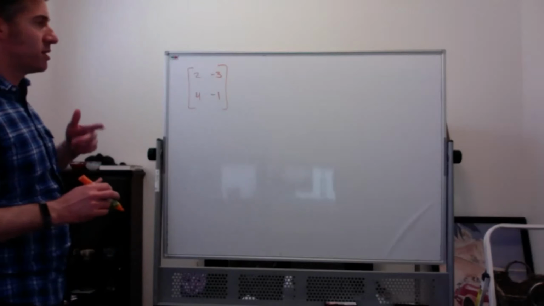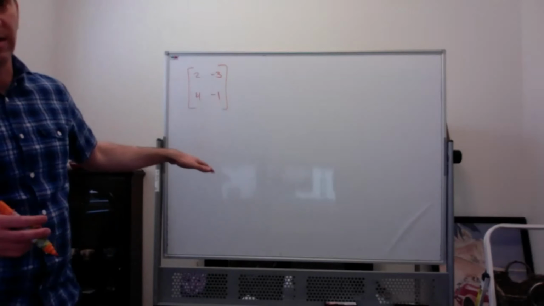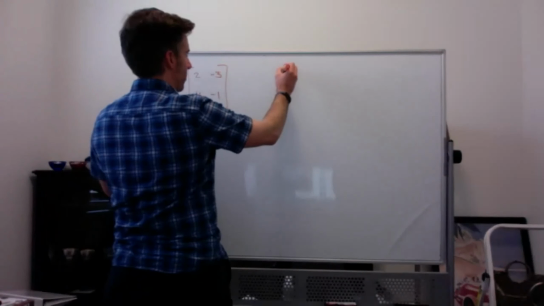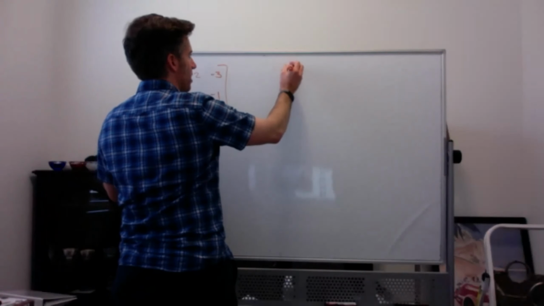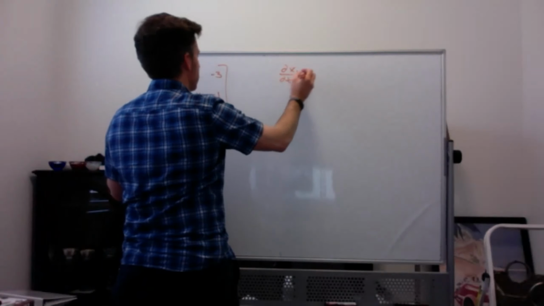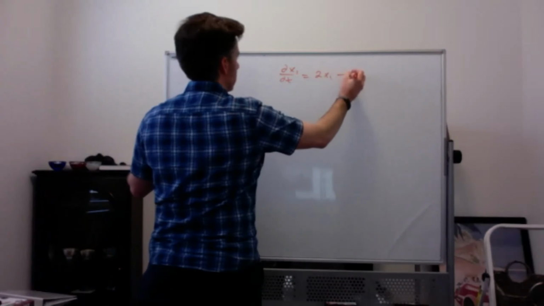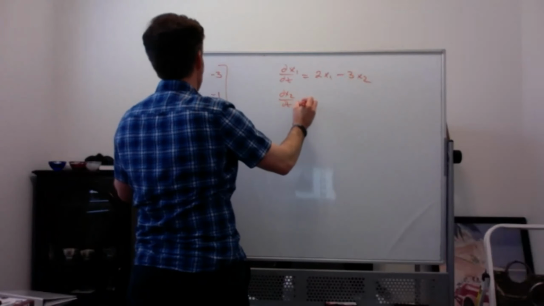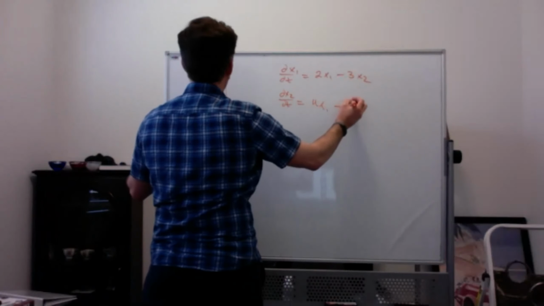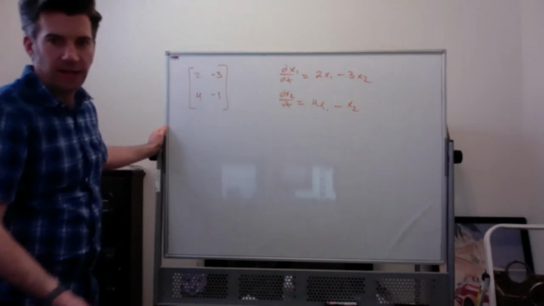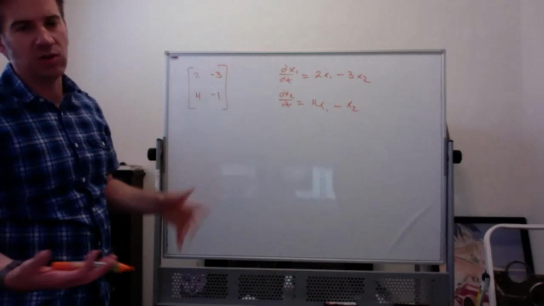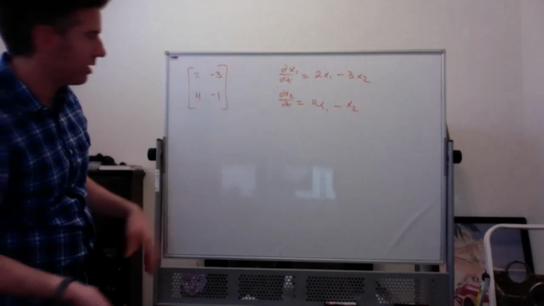So there's the matrix. And of course, when someone writes this, you're just supposed to assume we really mean this: dx1/dt equals 2x1 minus 3x2, and dx2/dt equals 4x1 minus x2. That's when someone writes this, they mean that. And you can use x1 and x2, you can use x and y, you can use whatever variables you like.